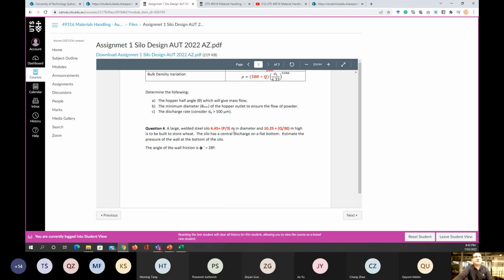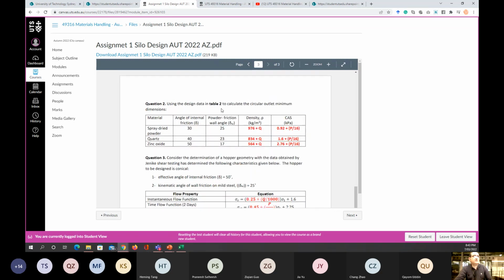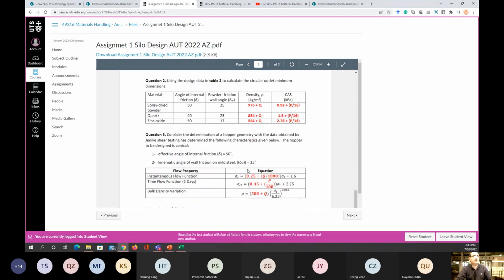Question number 4 is about the design for the Cylon. If you remember the Johnson equation, we're just going to apply the Johnson equation for this diameter and that height. Okay, and that's it. I'm going to apply it to find what will be the pressure we are going to have at the bottom of the Cylon. So the other 2 questions, 2 and 4, are straightforward. I'm going to explain this question for you next week when we do the lab session.